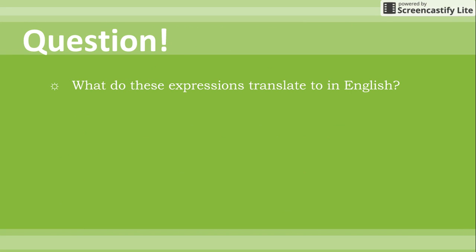So for all these expressions, you should be able to go back, take a look, and write down what they mean in English. If when you come to class, you are unable to do so, please let me know so we can go over them a little bit further.